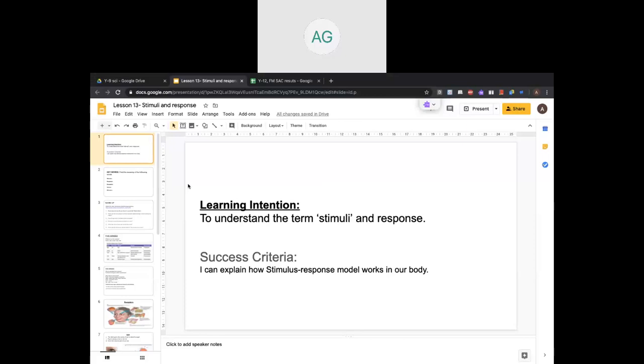Hello, everyone. Today the lesson is about understanding the terms stimuli and response. You should be able to explain how the stimulus-response model works in our body. A stimulus is any change, and the response is how your body responds to that change.